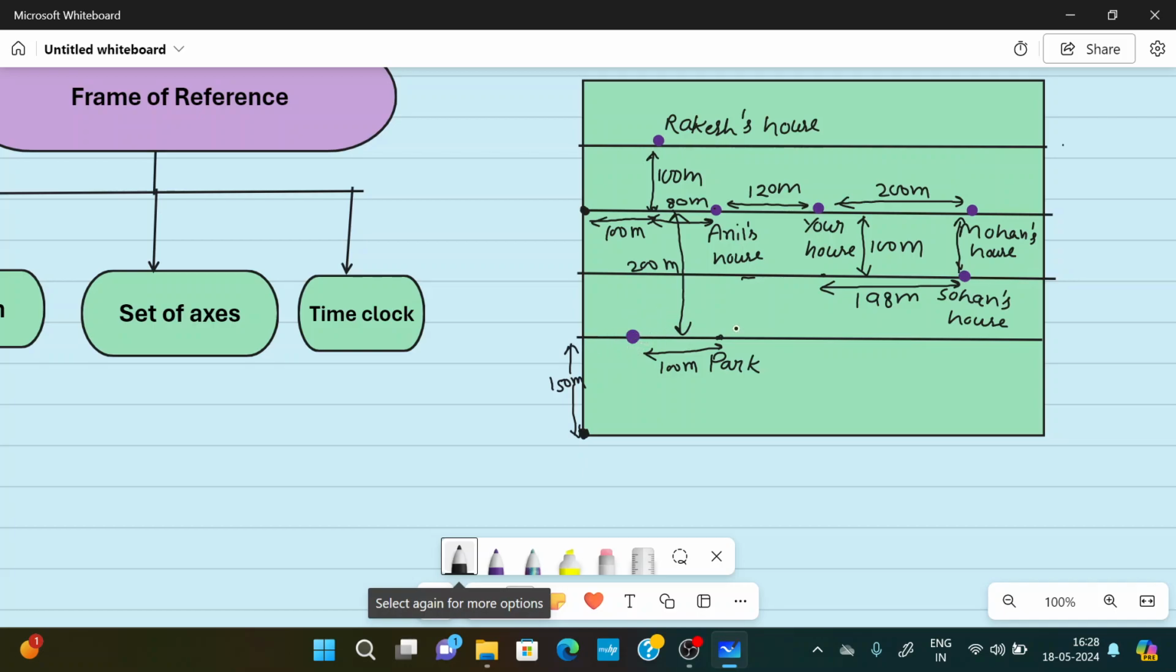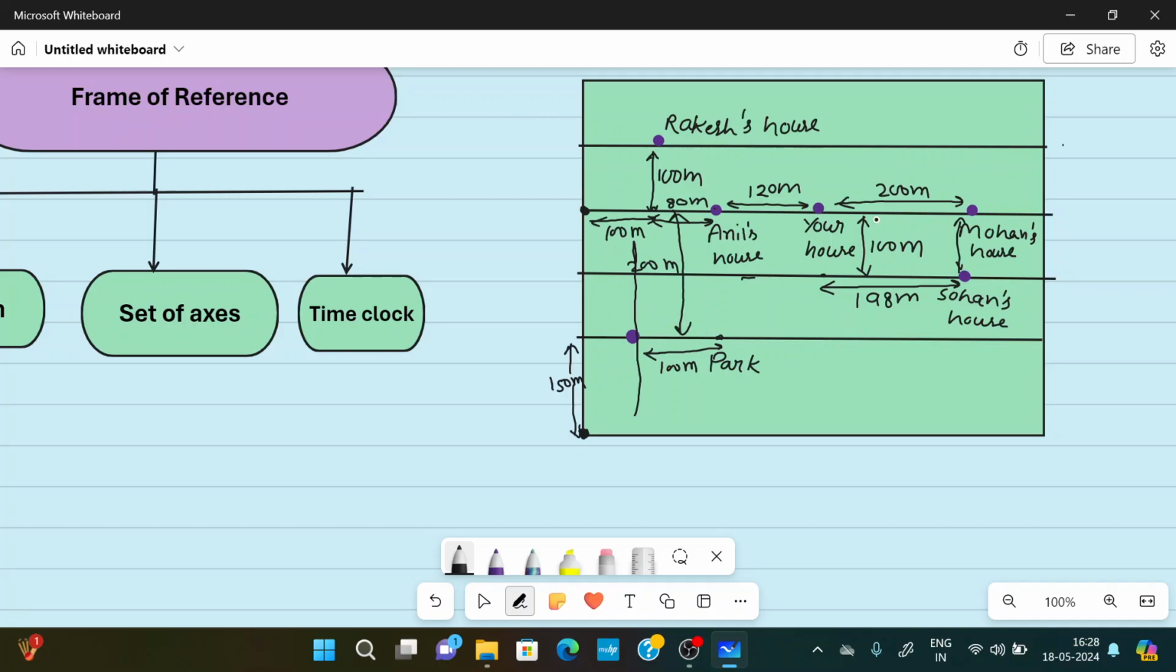Now, if you want to describe the position of your house by taking the park as the reference point, then you will choose this horizontal line, which is passing from the park, as the horizontal reference line and this vertical line, which is passing from the park, as the vertical reference line. And then you will describe the position of your house as 200 meters north and 100 plus 120, 220 meters right from the park.